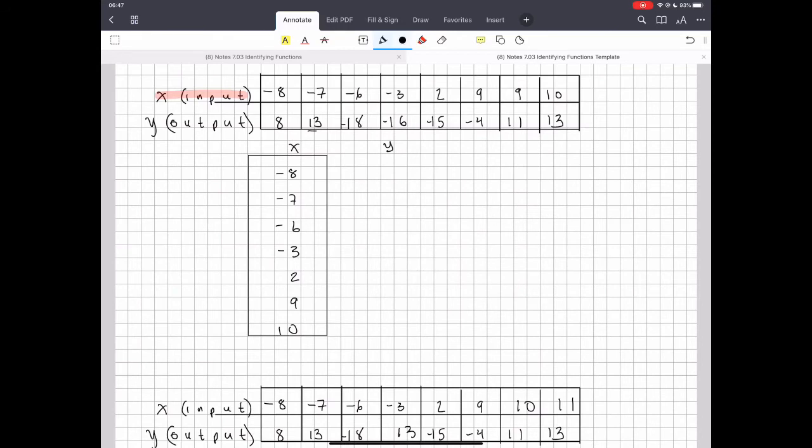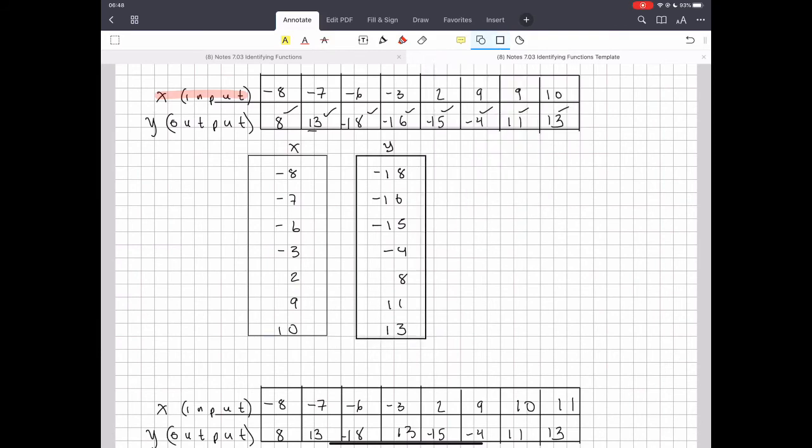The least number is -18, then -16, then -15. I like to just check them off as I've done them. Then -4, then 8, then 11, and then we have 13. And we put a box around these like that.